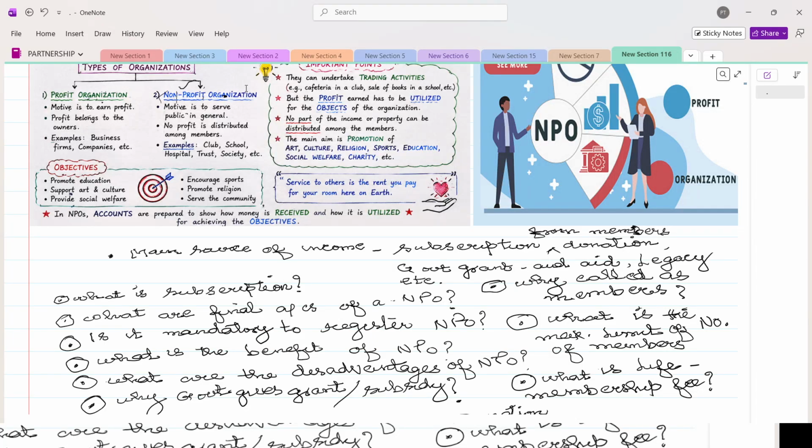Is it mandatory to register an NPO? No, not at all. It is optional. If it is registered under Section 8 of the Companies Act 2013, then what happens in that case? You have to prepare your final accounts as per Schedule 3 of the Act. Okay. And now, what is the benefit of an NPO?